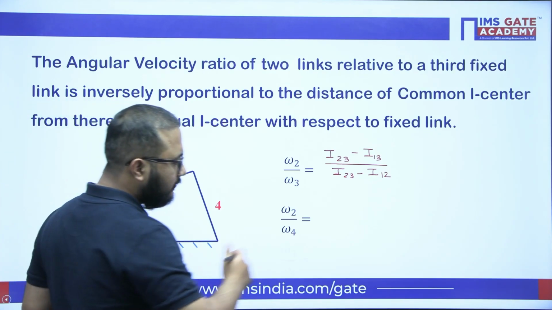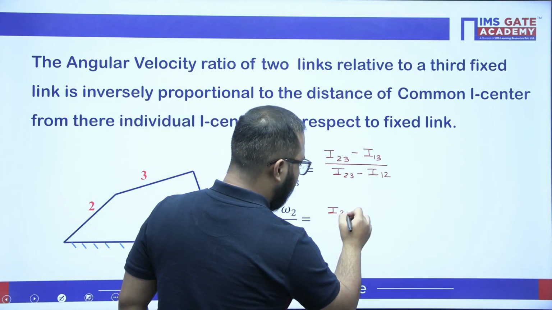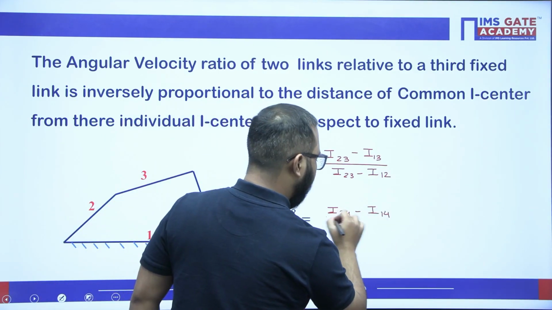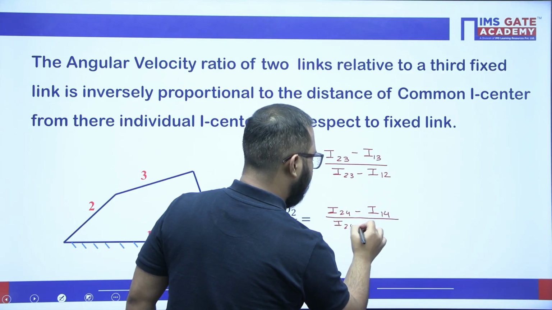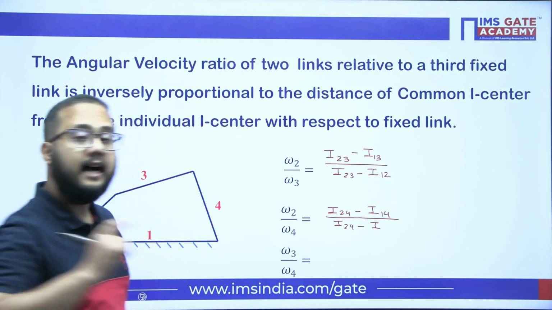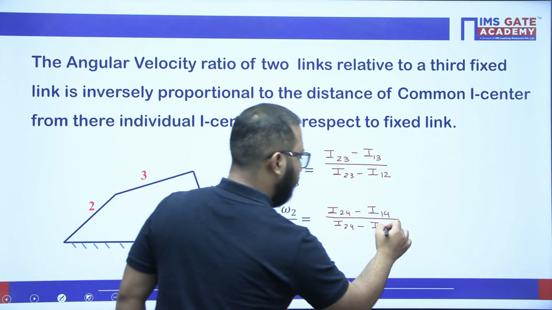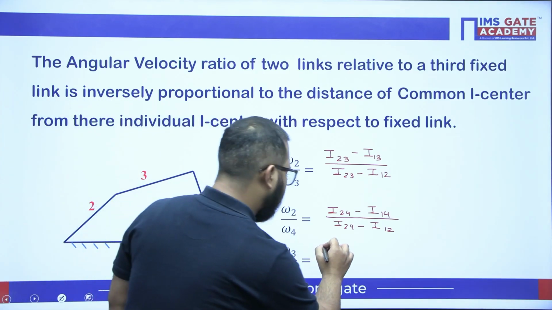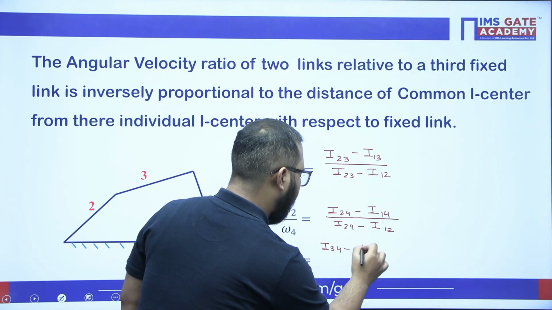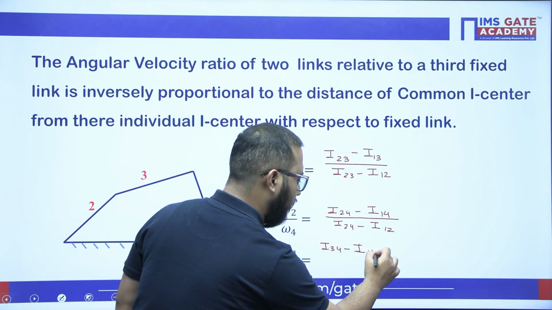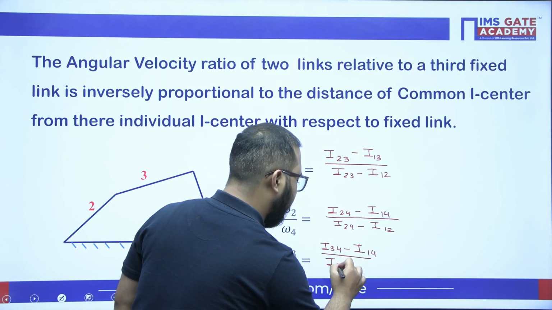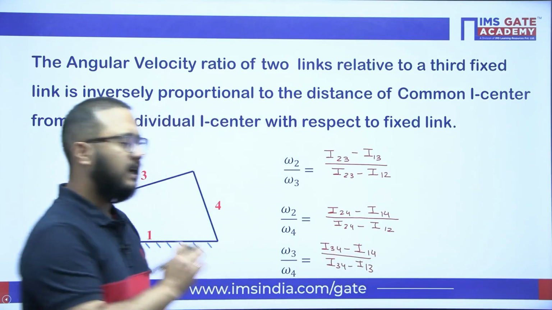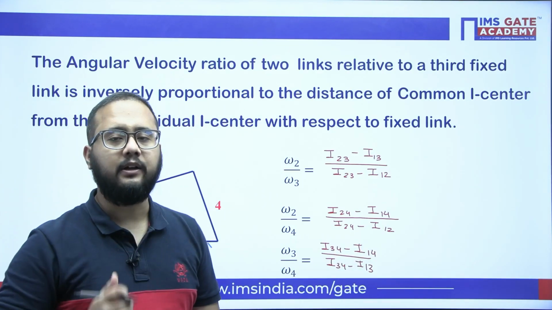Okay. Consider one more example here, omega 2 by omega 4. How can we write it? Right. So, the common eye center is I24, distance of I24 from the eye center of 4 with respect to 1, so I14. Again with I24 as the common eye center, the distance from the eye center of link 2 with respect to fixed, I12. Now, consider one more example, omega 3 by omega 4. The common eye center is I34. Distance of I34 from the eye center of 4 with respect to 1, that is I14. Again, common eye center I34, distance from the eye center of 3 with respect to fixed, that is I13. So, in this way we can write down the ratio of angular velocities.